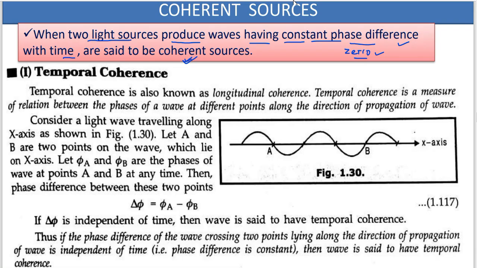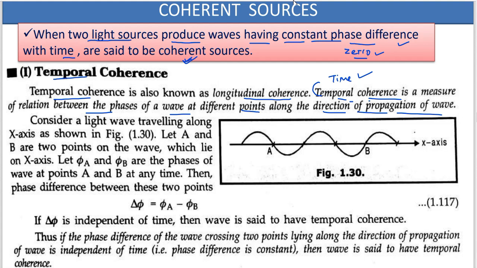Okay. Next, coherence is of two types. First one is temporal coherence and another is spatial coherence. Let's discuss one by one. What is temporal coherence? Temporal coherence is also known as longitudinal coherence. Temporal coherence is a measure of a relation between the phases of a wave at different points along the direction of propagation of the wave. So temporal means it is related to time.